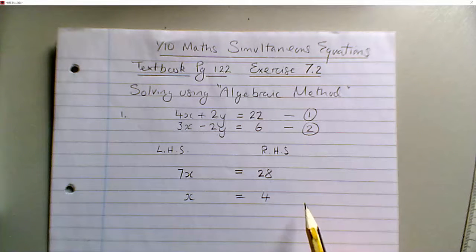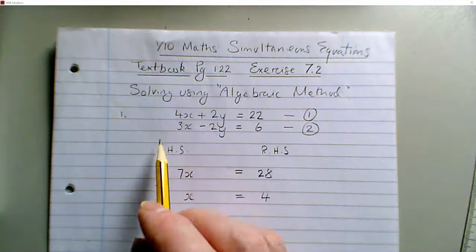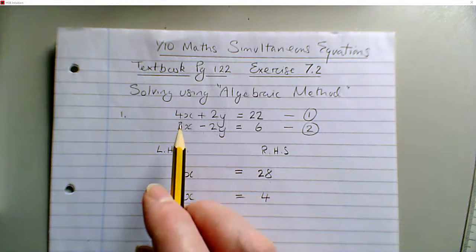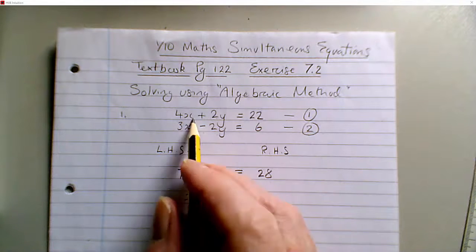So we've now got the first part of our solution. We can now substitute the x into either one of these two equations, whichever is easiest for you. I'm going to take equation 1 just because it happens to be the first one, but equation 2 might be easier. Let's put x equals 4 into equation 1.